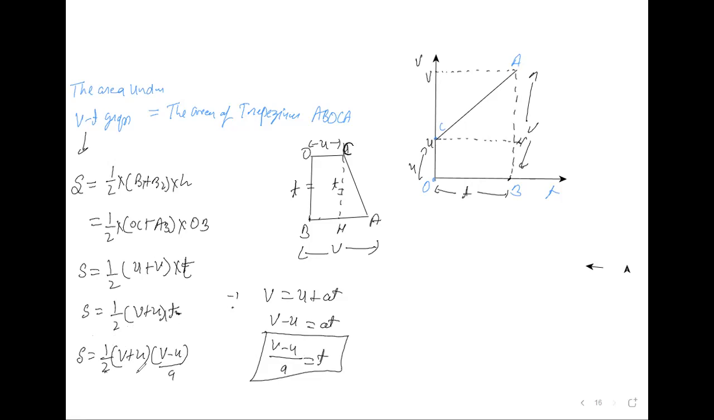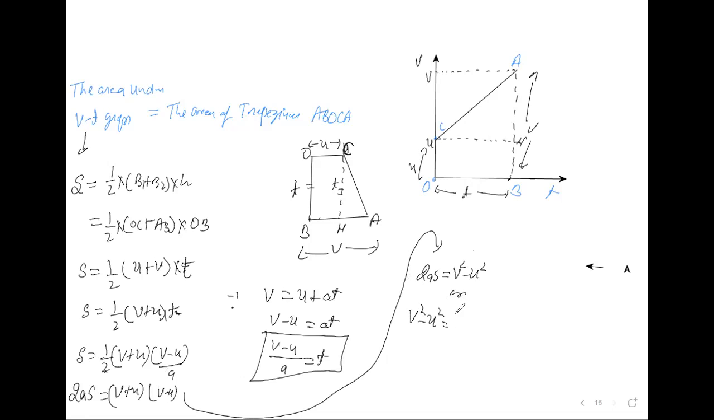Now we will send 2 and a to the other side in multiplication. It will be 2as, and here it is (v plus u) into (v minus u). Applying the formula (a plus b) into (a minus b) equals a square minus b square, we get 2as equal to v square minus u square, or changing the sides, v square is equal to u square plus 2as. So students, this is the third equation of your kinematic motion.